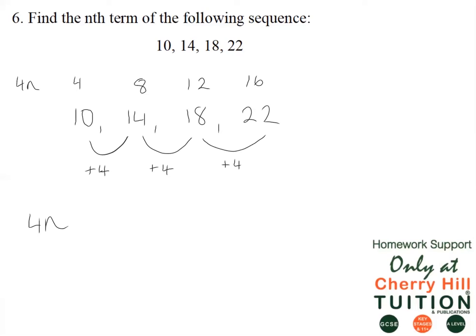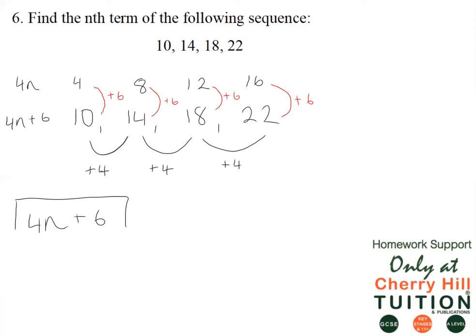What we now need to do is work out how we get from 4n to our sequence. So to get from 4 to 10, we add 6, 8 to 14, we add 6, 12 to 18, we add 6, and 16 to 22, we add 6. This leaves us with 4n plus 6.